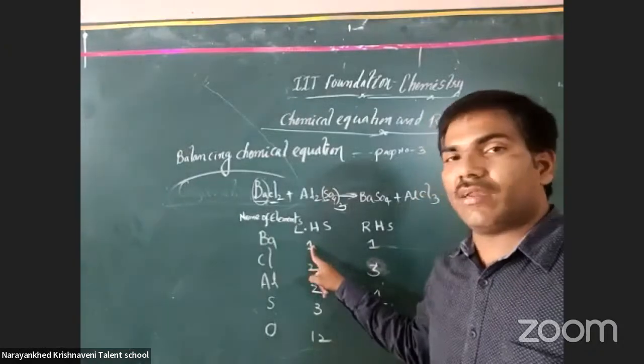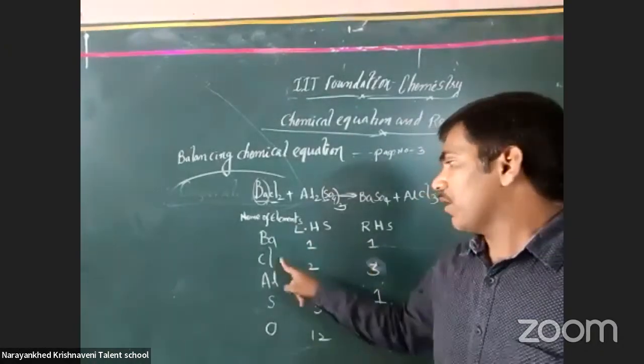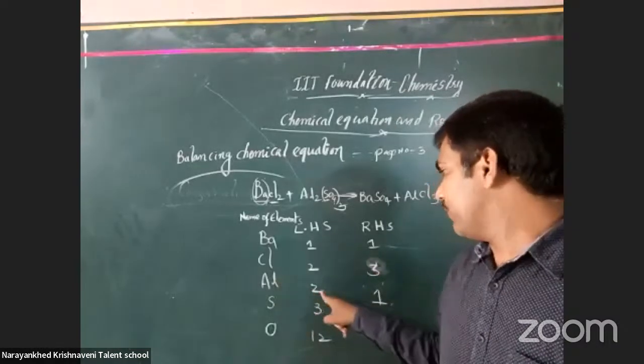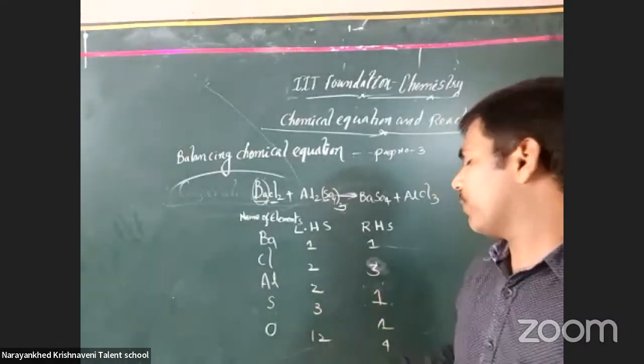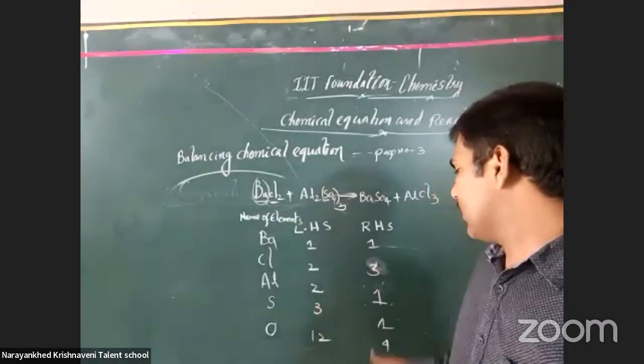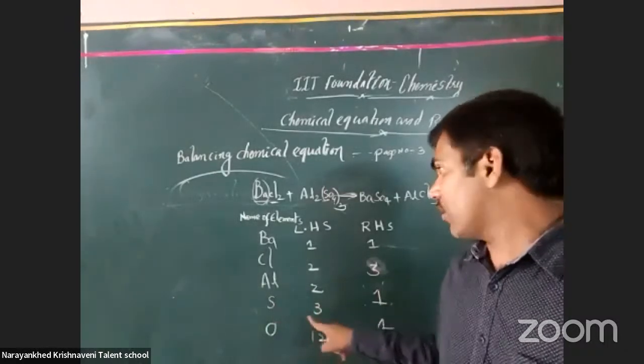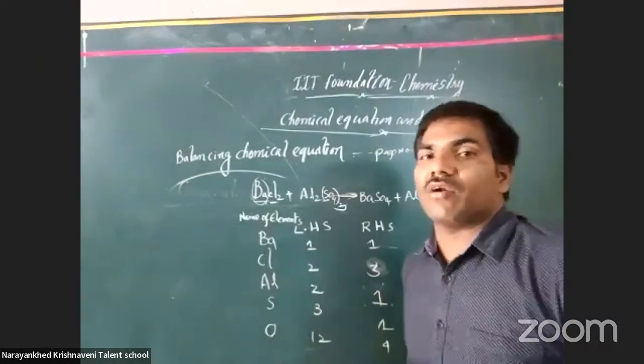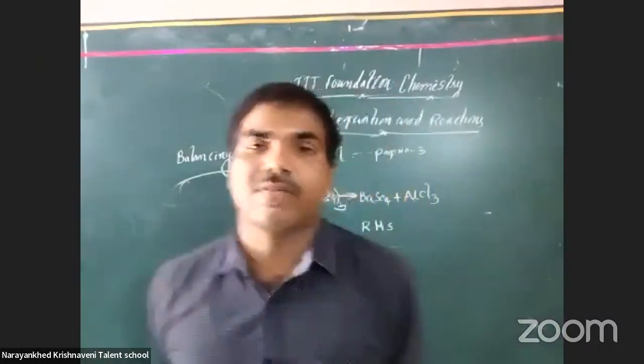Barium is 1 here, here also 1. Chlorine is 2 here, 3 here. Aluminum is 2 here, 1 only here. Sulfur is 3 here, 1 only here. Oxygen is 12 here, 4 only here. That's why it is not called a balanced equation.